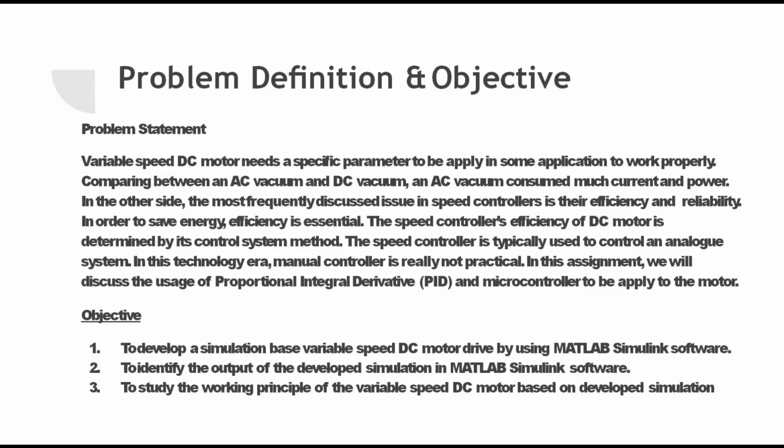The speed controller's efficiency of DC motor is determined by its control system method. The speed controller is typically used to control an analog system. In this technology era, manual controller is really not practical. For this assignment, we will discuss the usage of proportional integral derivative, PID, and microcontroller to be applied to the motor. Next is the objective.